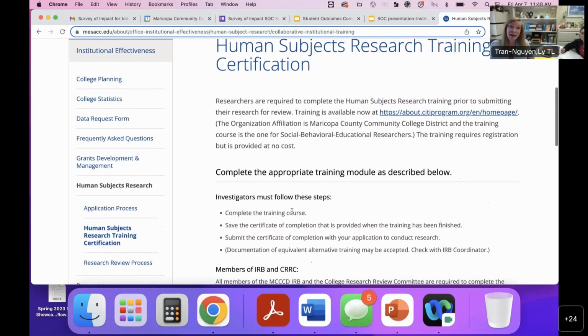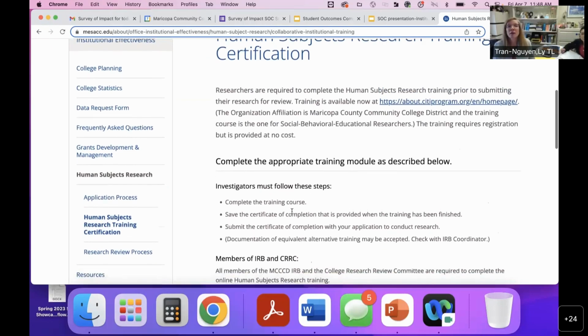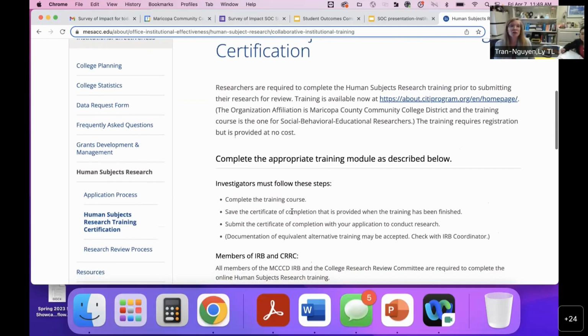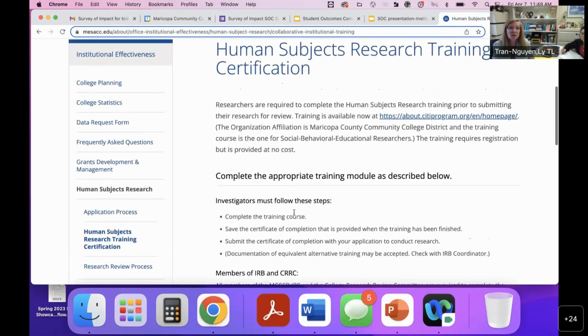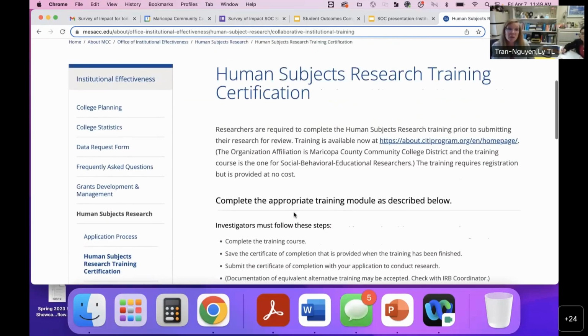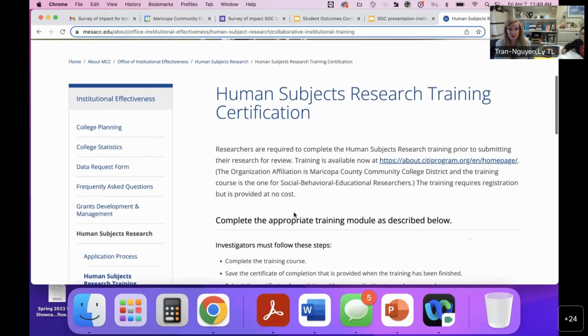Who has to take the training? Well, the faculty sponsor has to take the training. The student completing the project who's leading the project has to take the training. And any other students or helpers who would come into contact with either participants or with the data that comes from the project.